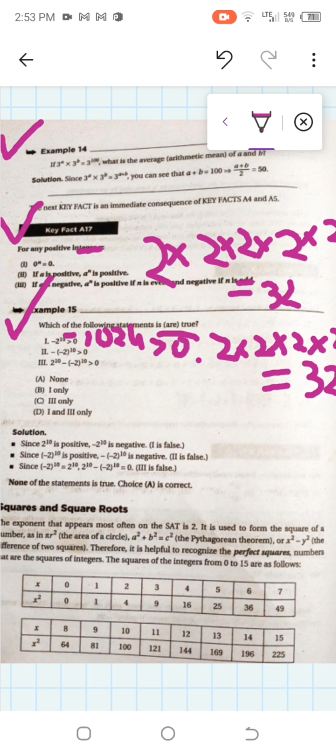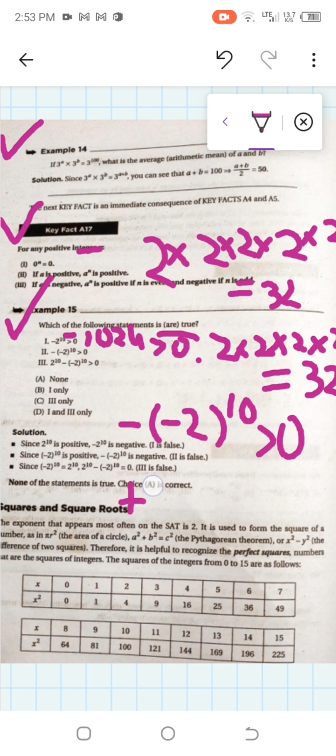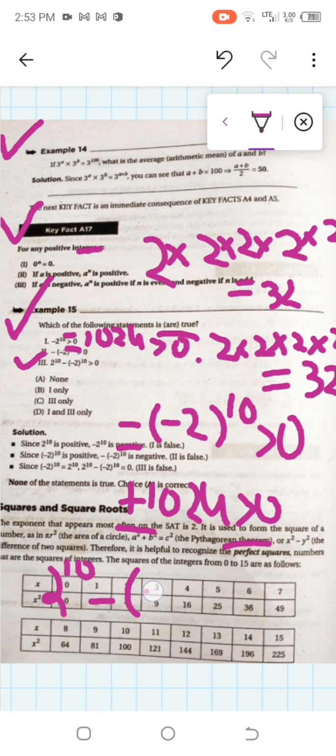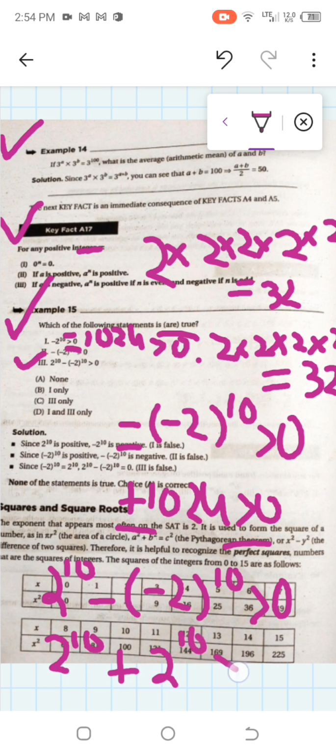Now here we have minus 2 power 10 is greater than 0. So that will be minus 1024 greater than 0. No, this statement is wrong, because with a plus sign it would be greater than 0, but since it is minus, it will not be greater than, it will be less than 0. Now moving towards the third, minus 2 power 10 is greater than 0. Let's see, minus minus 2 power 10, less than 0. Oh, sorry. So this will be less than, not greater than.